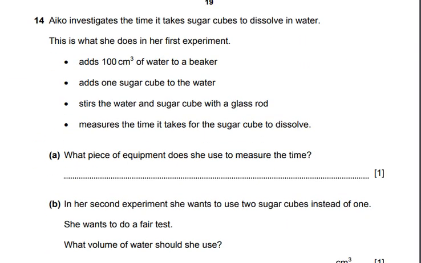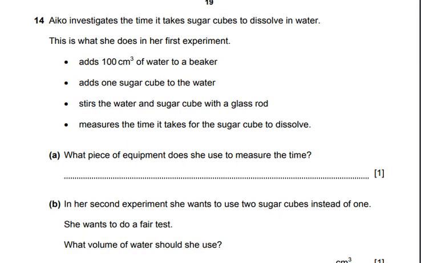Question 14. Aiko investigates the time it takes sugar cubes to dissolve in water. This is what she does in her first experiment. Adds 100 cubic centimeters of water to a beaker. Adds 1 sugar cube to the water. Stirs the water and sugar cube with a glass rod. Measures the time it takes for the sugar cube to dissolve.